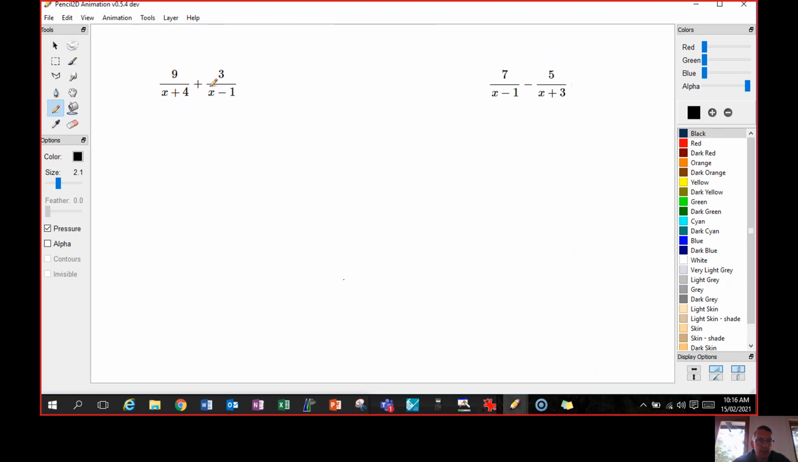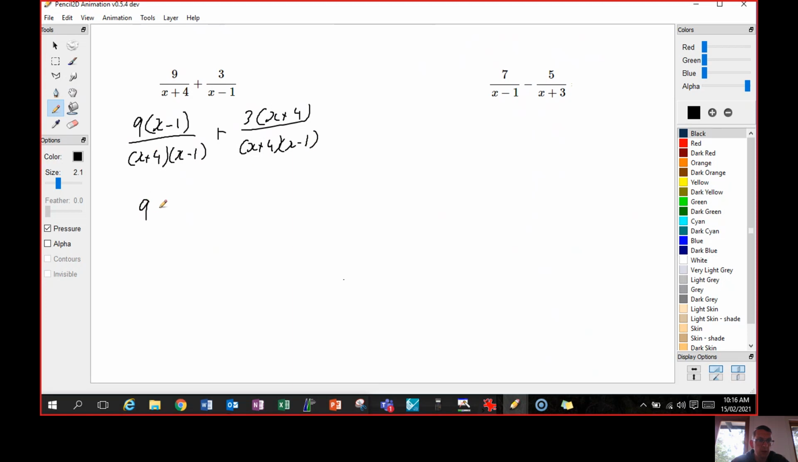Because there is a common multiple between these, but because you can't times this by 2 or 4 and get that on the same, I just need to multiply x plus 4 by these two and x minus 1 by the numerator and denominator. So what that will look like is 9 lots of x minus 1 on x plus 4, x minus 1, plus 3 lots of x plus 4. And we've multiplied x plus 4 by the numerator and denominator, x plus 4, x minus 1.